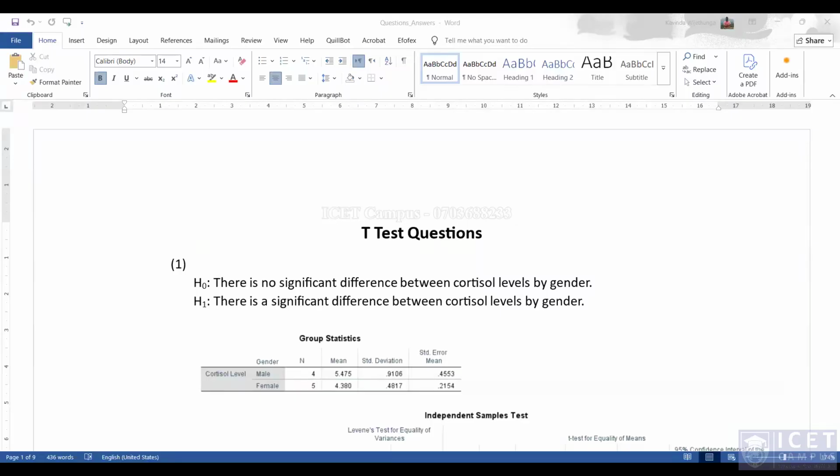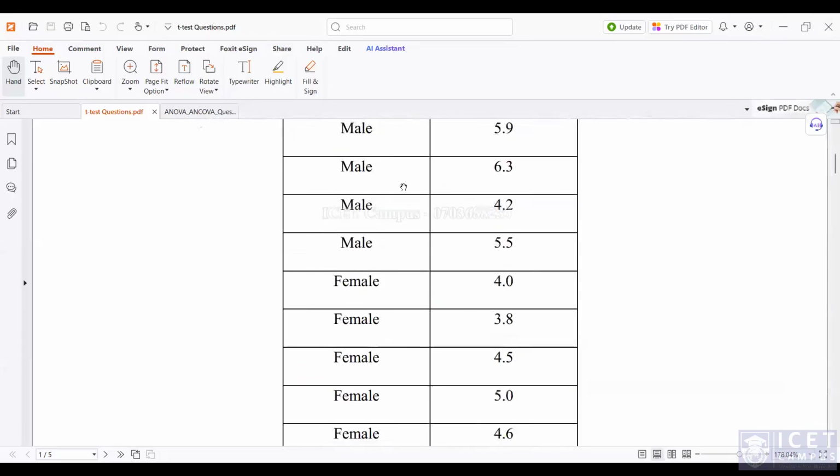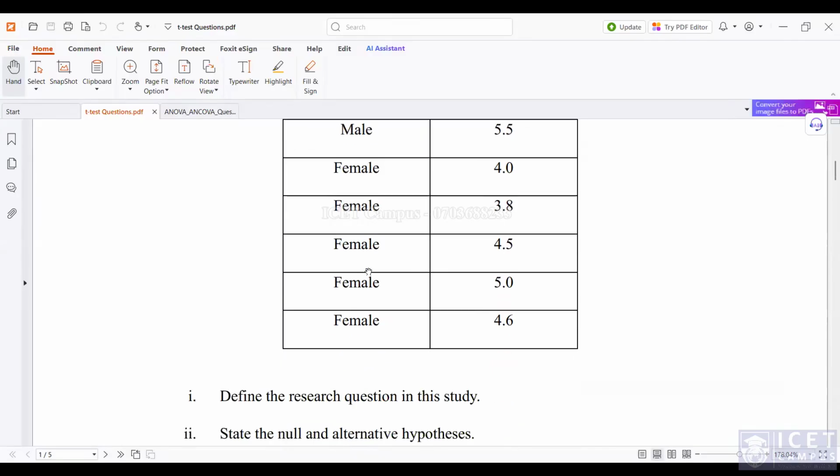So here you can see, first you have to decide which type of test you have to apply here. So you can see here male and female, that is two different groups. So if there are two different groups, we have to apply the independent sample t-test. So therefore you know how to enter the data for the independent sample t-test.